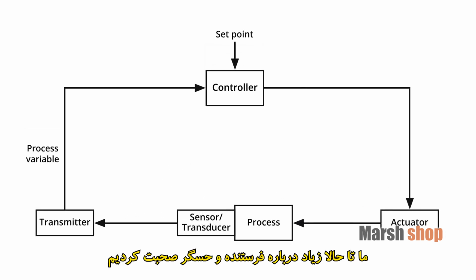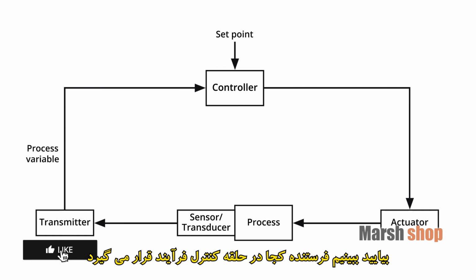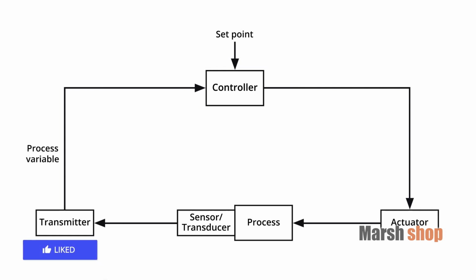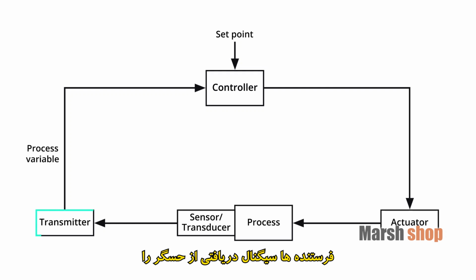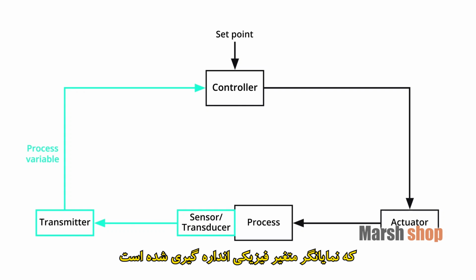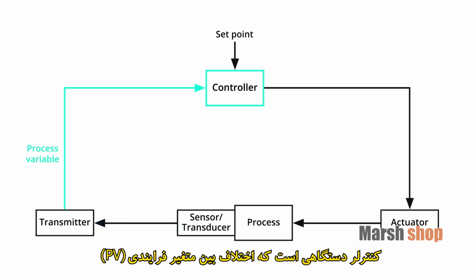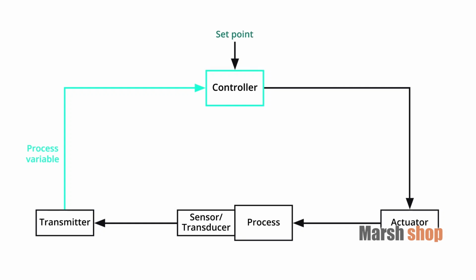We've talked a lot about the transmitter and the sensor. Let's have a look at where the transmitter fits into a process control loop. As already stated, the transmitter converts the signal from the sensor to the process variable, or PV signal, which represents the physical measured variable. The controller is the device that looks at the difference between the process variable, or PV, and the set point, or SP.